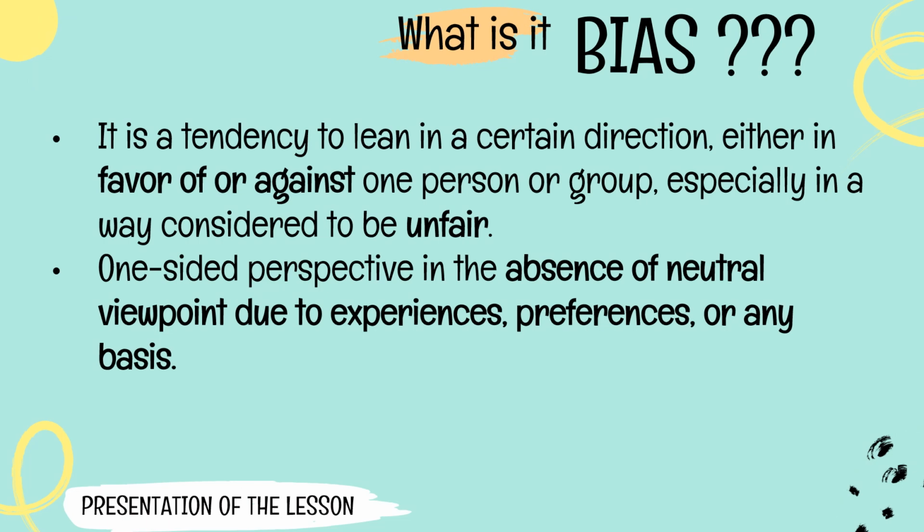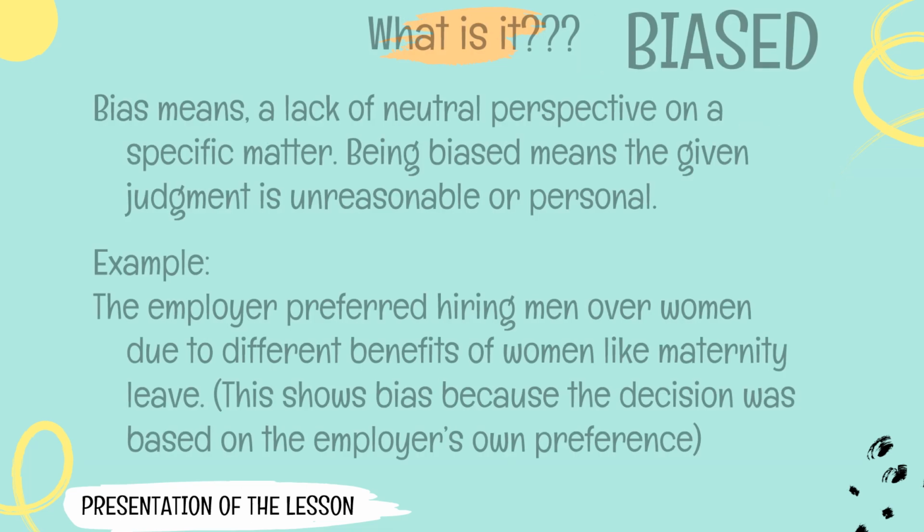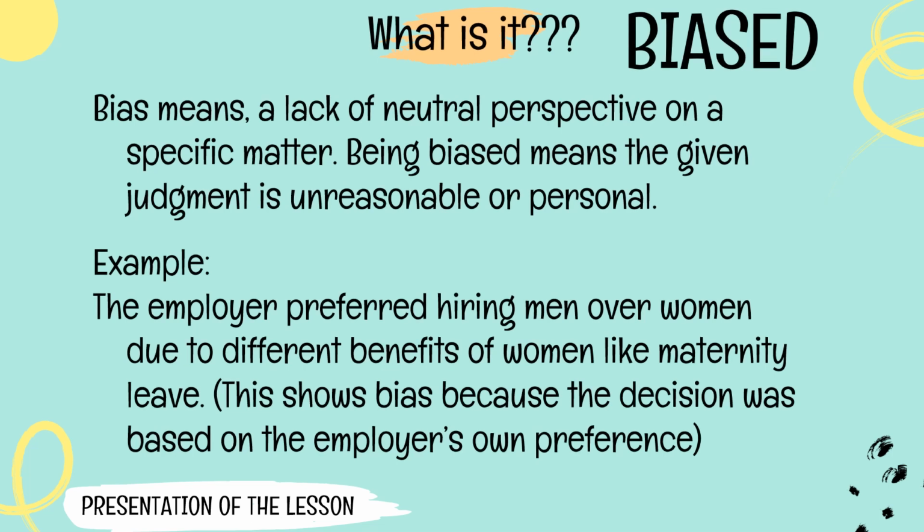Bias. It is a tendency to lean in a certain direction, either in favor of or against one person or group, especially in a way considered to be unfair. One-sided perspective in the absence of a neutral viewpoint due to experiences, preferences, or any basis. Bias means a lack of neutral perspective on a specific matter. Being biased means the given judgment is unreasonable or personal.